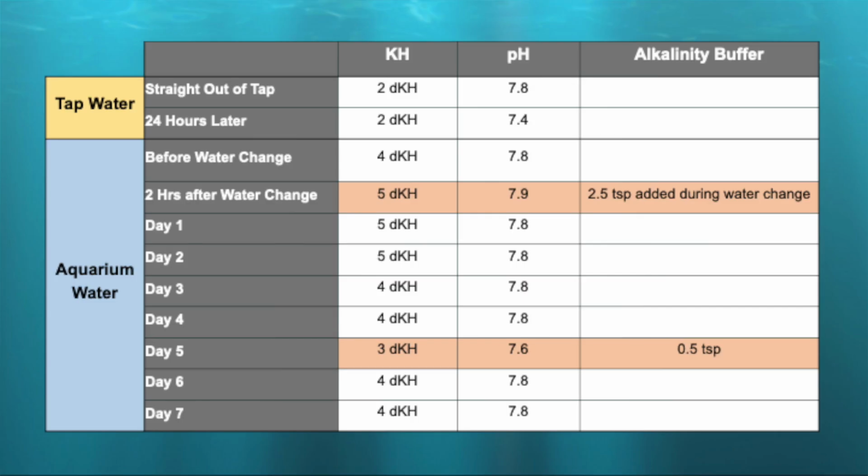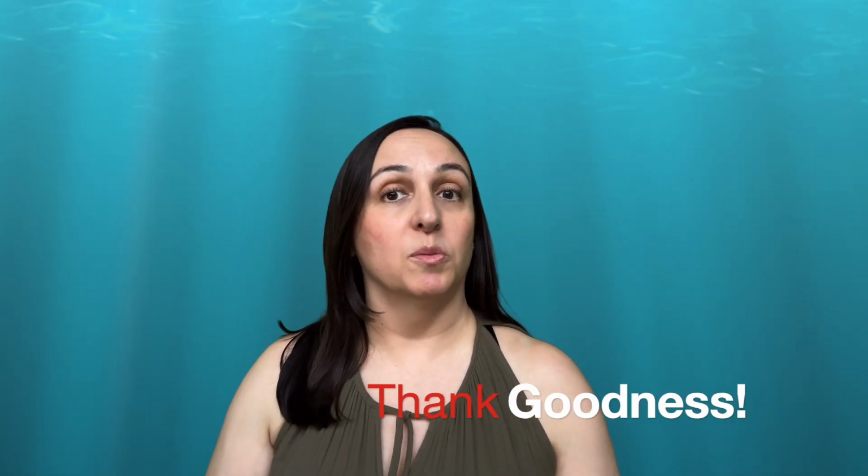After adding a little bit more commercial buffer on day 5, my KH and pH were able to stay stable until my next water change. So based on my results, my particular aquarium ecosystem, with the help of a commercial buffering agent, more on that later, has sufficient alkalinity to neutralize acids and maintain a stable pH of 7.8.